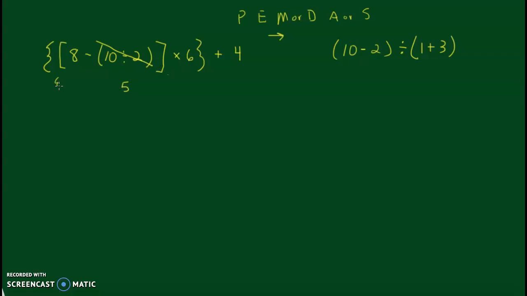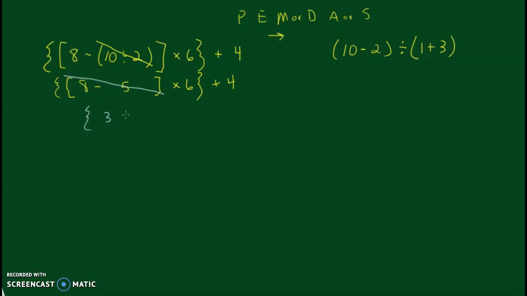And you don't have to do it this way, but I always like to bring down the rest of my problem as I'm working here. Just helps me keep things organized. I'm going to switch colors here. So now I have to do my brackets next, and that's 8 subtract 5, which is 3. So I'm done with that section.